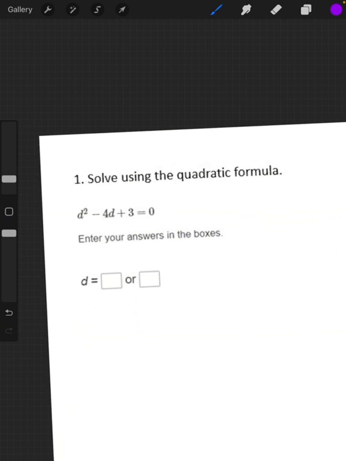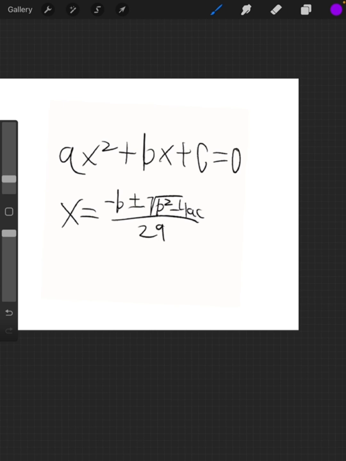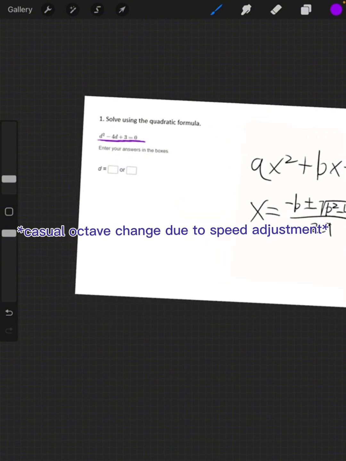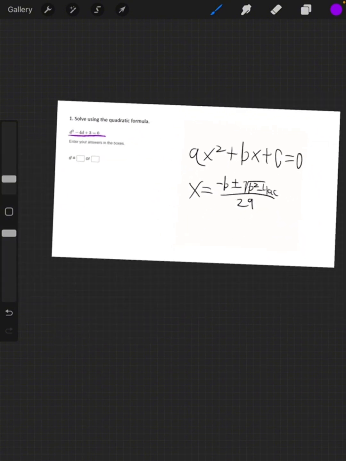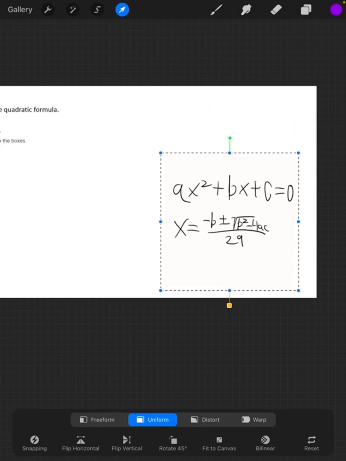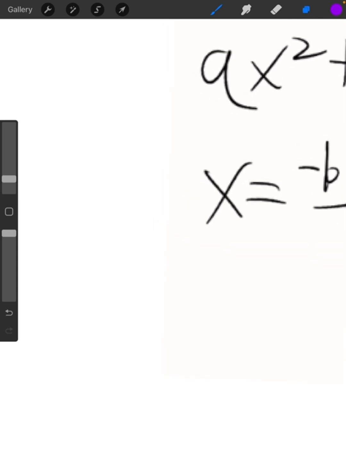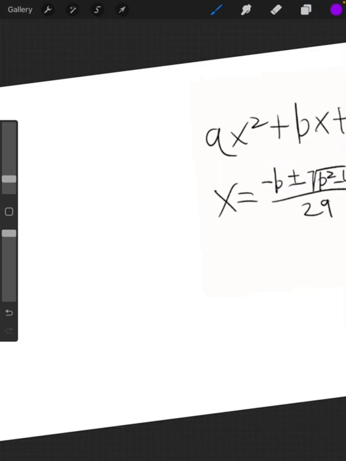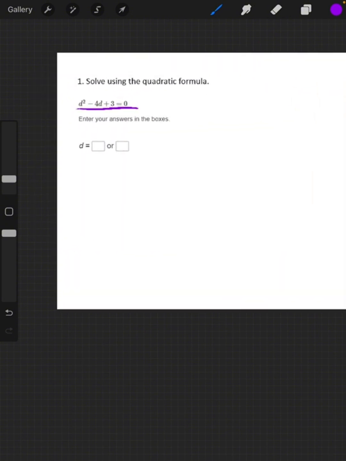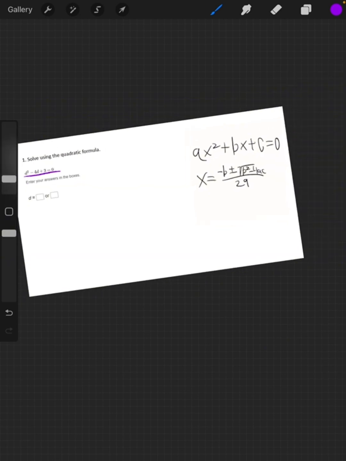Anyways, this one requires us to solve this equation with the quadratic formula, which is this little silly thing right here. So as always, we're gonna write it in purple. I'm gonna make this smaller real quick. Bear with me for a moment. I don't know why these whites are in two different shades. It doesn't make sense. Anyways, the A would be 1, the B would be -4, and the C would be 3.